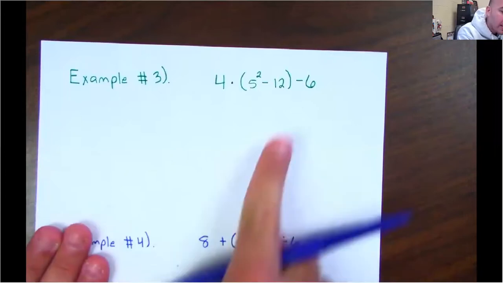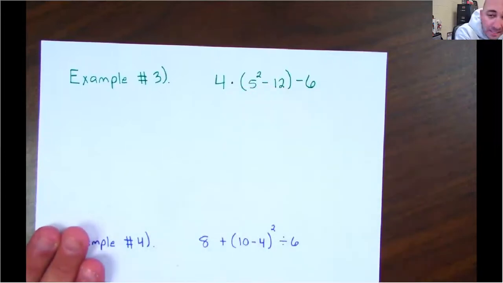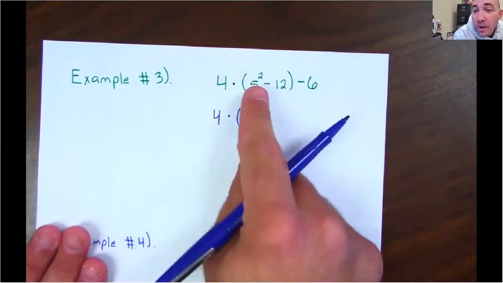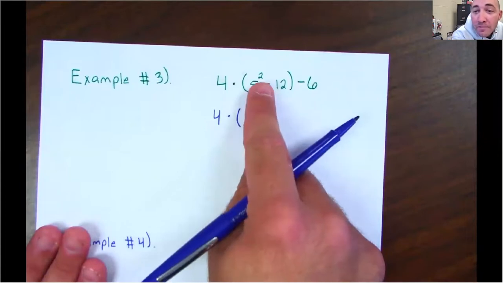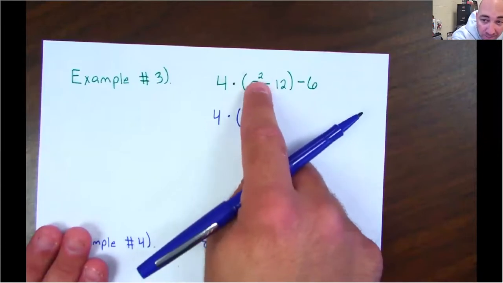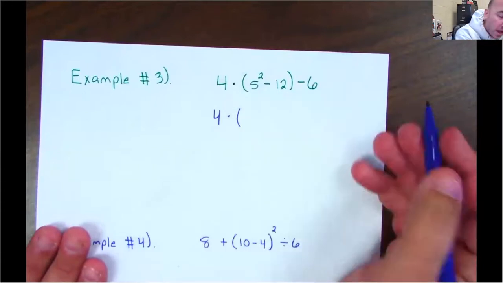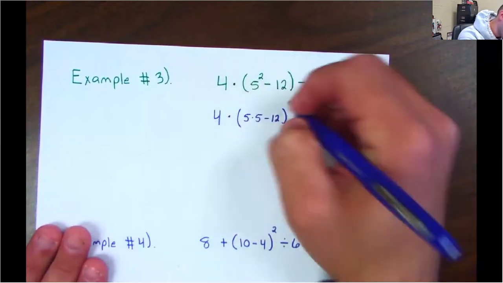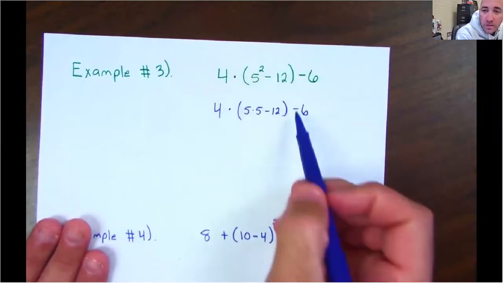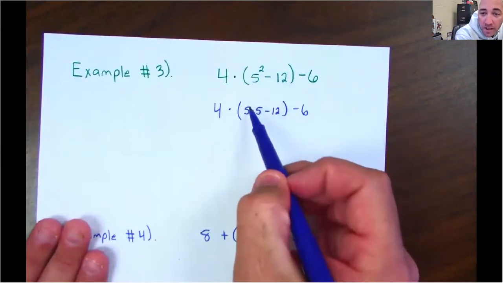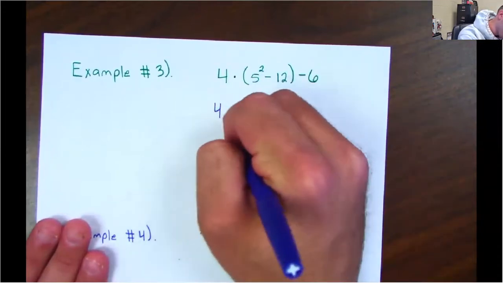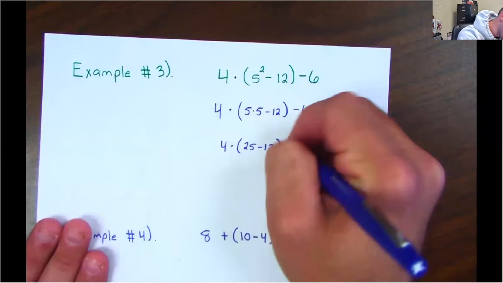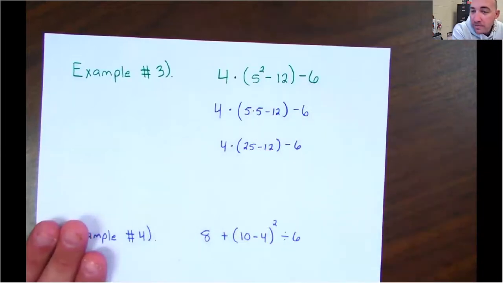First thing is, do I have parentheses? Yes. So you have to do the work inside the parentheses first. If you look inside the parentheses, though, I have an exponent. You have to do the exponent inside the parentheses first. So 5 squared is the same as 5 times 5. So all I did is I just broke it down from 5 squared to show 5 times 5. 5 times 5 is 25 minus 12. And brought everything else down.